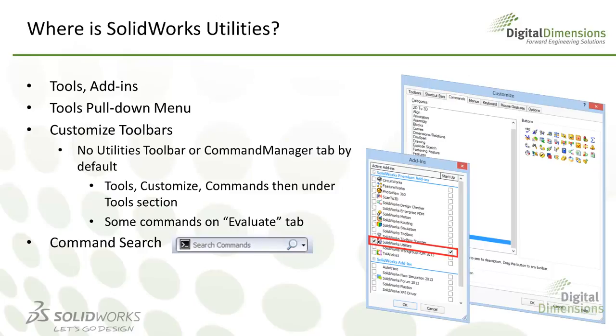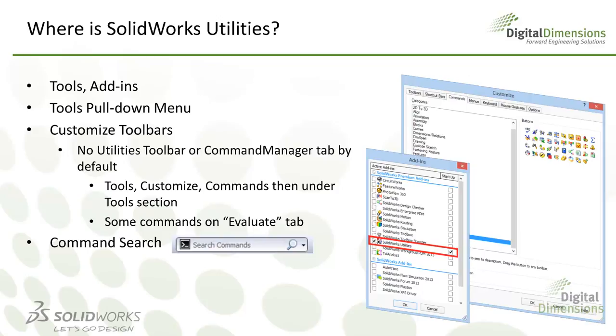So where is SolidWorks Utilities? As I mentioned, it is an add-in available in the Professional and Premium versions, and you can find those by going to Tools, Add-ins, and checking SolidWorks Utilities. In fact, what happens now, though, is you really don't even need to worry about turning it on. If you invoke one of the commands that utility needs, it'll automatically turn itself on in the background.